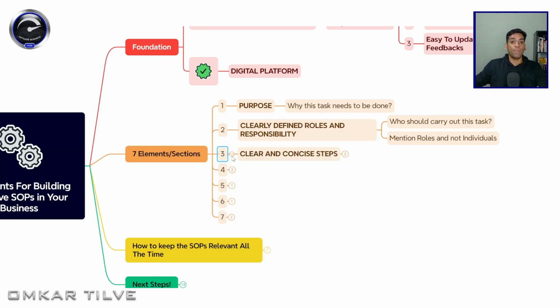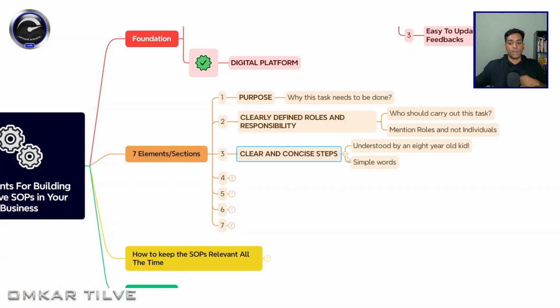Next, this is the main part of the SOP, wherein you need to write a clear and concise step-by-step procedure of the SOP or the task that needs to be executed. Now, there are a few pointers for this. You need to write it in very simple words, which an 8-year-old kid can also understand. Because if something that you write is understandable to an 8-year-old kid, then you have nailed it and people will execute your SOPs very effectively.